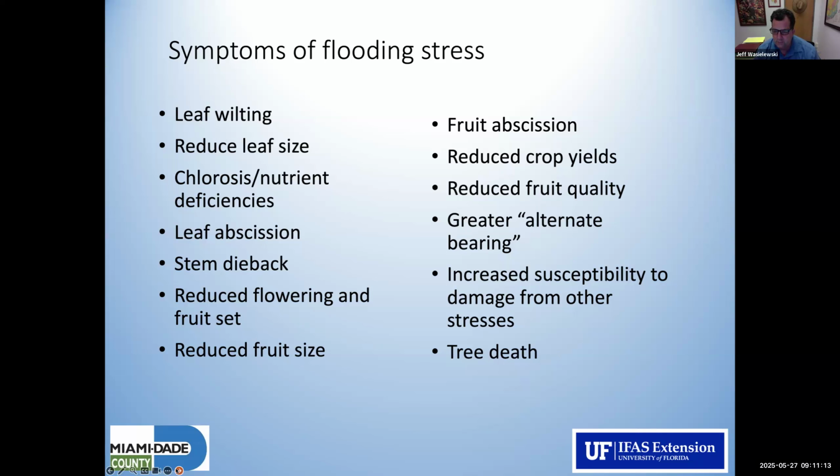So some trees, it's believed they'll fruit really well 1 year, and then the next year they'll take off, and then the next year they'll fruit again. This is going to happen more when they went through some flooding stress. It's going to be more pronounced. Increased susceptibility to damage from other stresses. So you have the flood stress, something else gets in there, it can hit it a little harder than it would. And then finally, tree death.